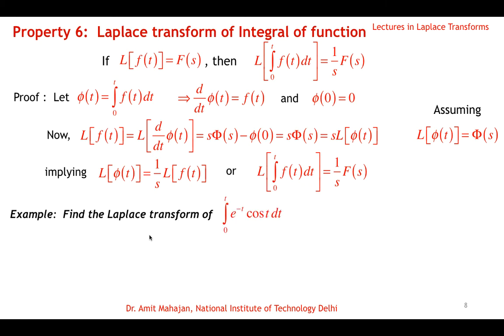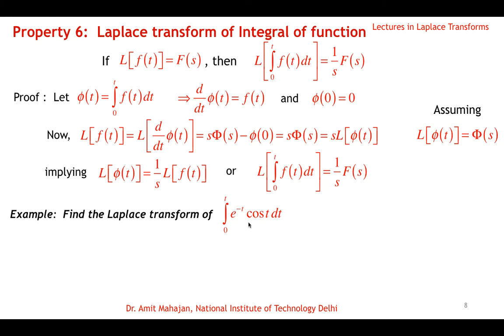I'll take one example on this: find the Laplace transform of the integral from 0 to t of e power minus t cos t dt. Here it is simple: first you write the Laplace of cos t, then you use the s shift, and then you use this integral result, that whatever is the result for the f(t) function, that means e power minus t cos t function, that will be divided by s.